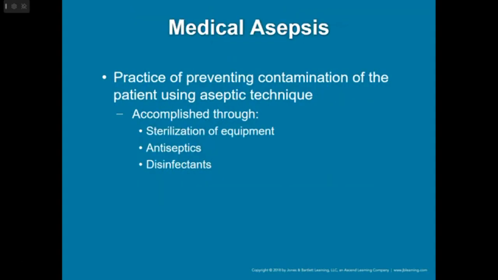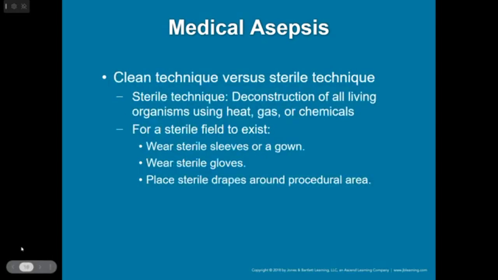Medical asepsis is the practice of preventing contamination of the patient using aseptic techniques. You accomplish this through sterilization of equipment, antiseptics, and disinfectants. So it's just trying to reduce infection, try not to get your patient any sicker than they already are. Clean technique versus a sterile technique. So the sterile technique would be the destruction of all living organisms using heat, gas, or chemicals. For a sterile field to exist, you have to have sterile gloves, sterile gown, sterile drapes around the procedural area, and then you also have to clean the patient. The patient won't technically be sterile, but you're cleaning all that.